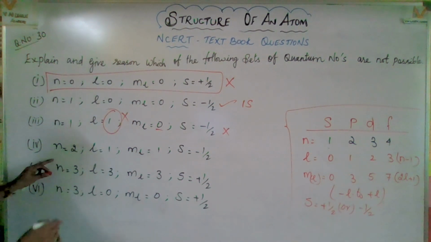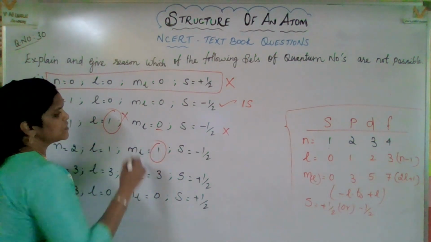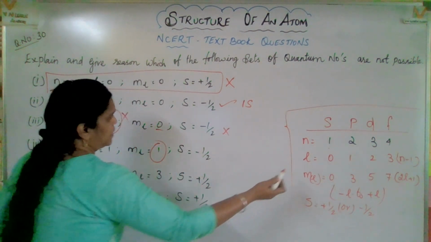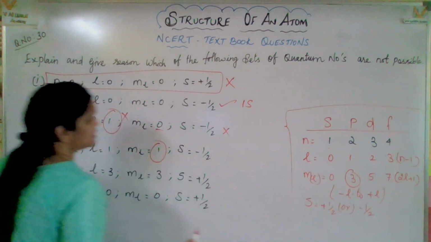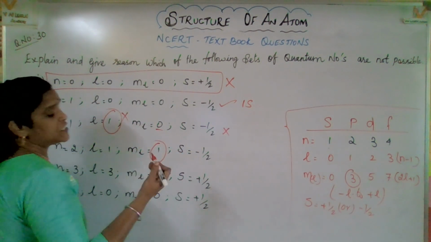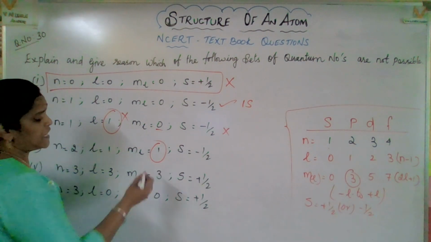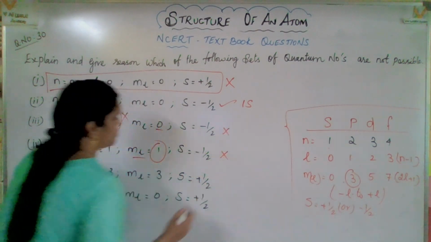Now n equal to 2, l equal to 1, m equal to 1. How is it possible? l equal to 1 means m takes 3 values, from minus l to plus l. But here they mentioned 1. So that is 2px, 2py, 2pz. That means here you will get 3. So this is also not possible.